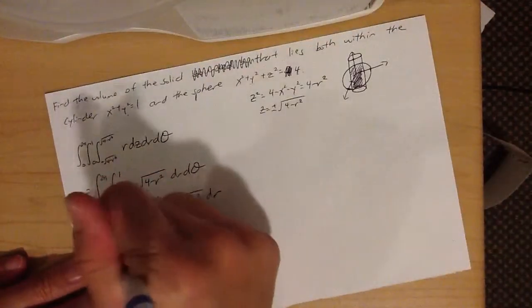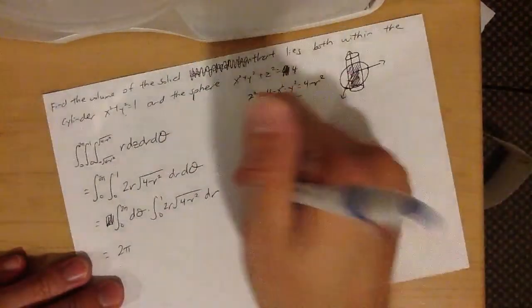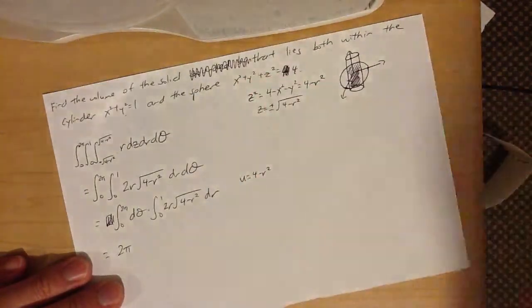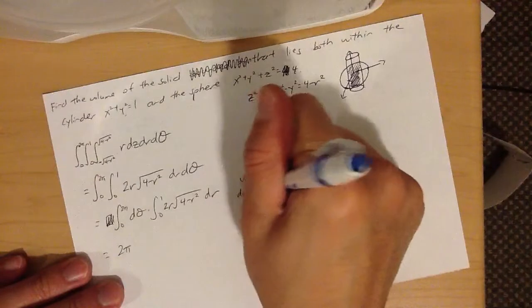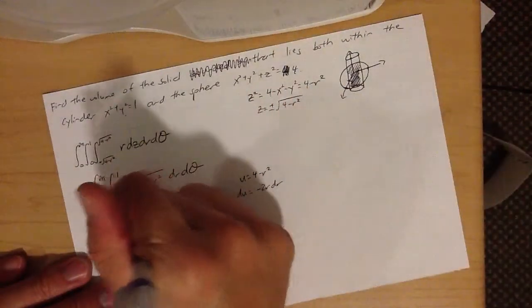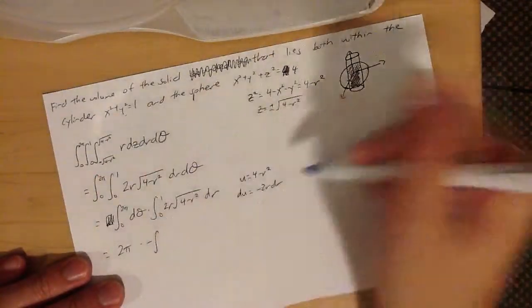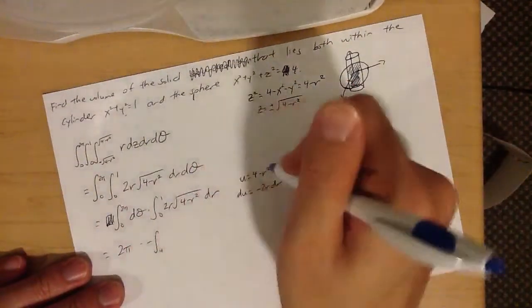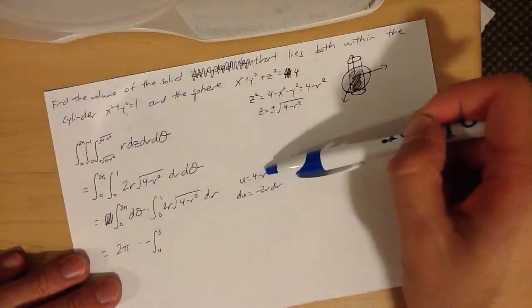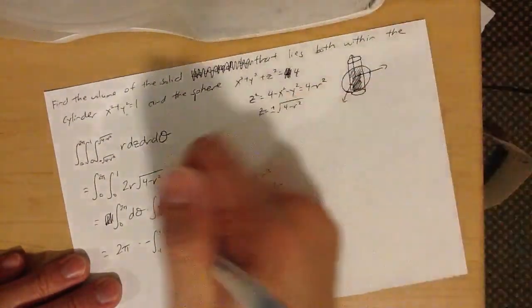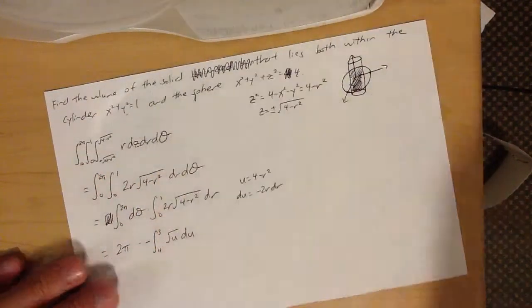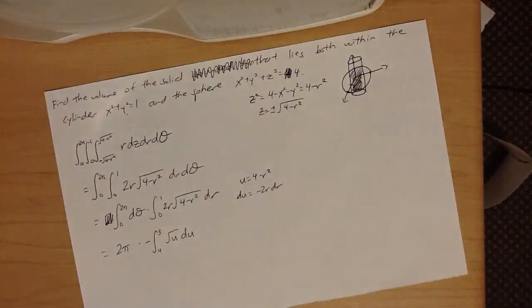Okay. So for this one, it's obviously just 2 pi. For this one, we can make a little substitution. u equals 4 minus r squared. du be minus 2r dr. Okay, so this is times negative integral. So we need to change the bounds. So this is from 4 to 3. Is that right? Plug in 0, we get 4. Plug in 1, we get 3. Yes. And then this is just square root of u du. Okay.